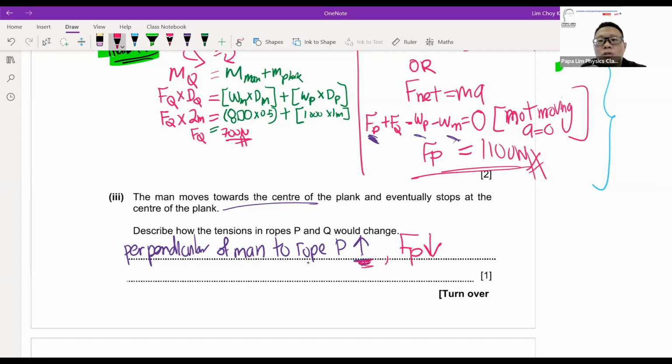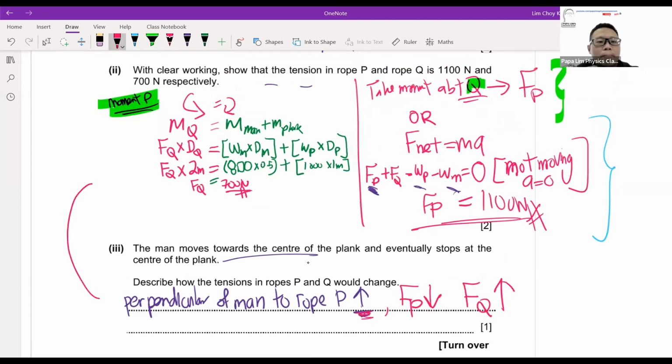And as I go towards Q, if I get nearer towards Q, you will find that my perpendicular distance towards Q will decrease. So as a result, my force Q will increase, because the moment for the whole system must balance up. If you are still not sure of how I get the number, you can take a look at a simple fact. You can refer to your mathematics for the working on top.